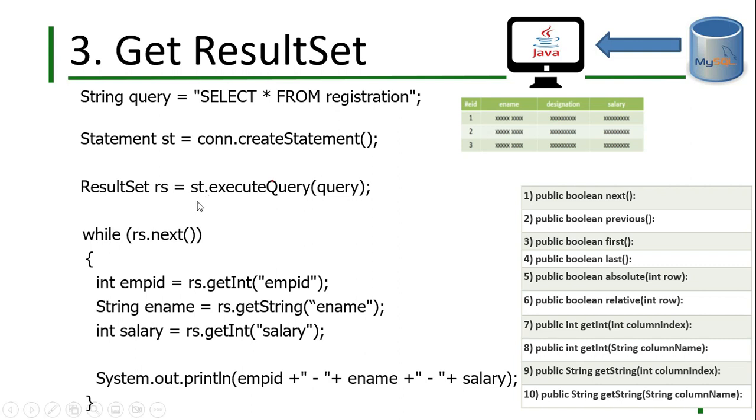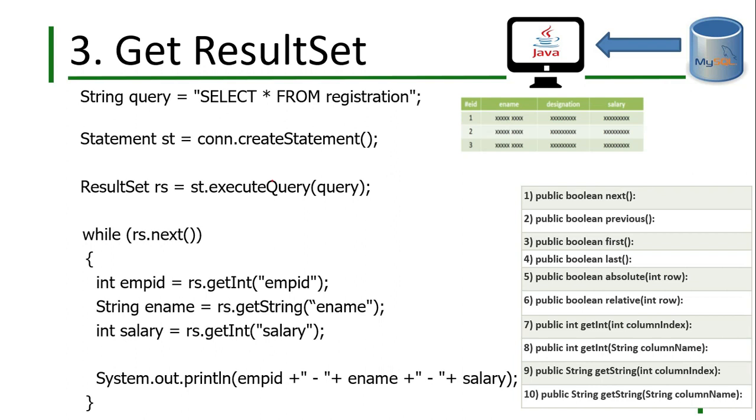So we have to write st, that is the statement object, dot executeQuery. The query that we have formed, that is select star from registration, we will be passing as an argument to this particular function. If you don't want to make a string variable, we can directly pass the query as an argument to this function. What's the difference between this executeQuery function and the executeUpdate function? The executeUpdate function returns the number of rows affected by the statement, and the executeQuery function will return the result in the form of a table.